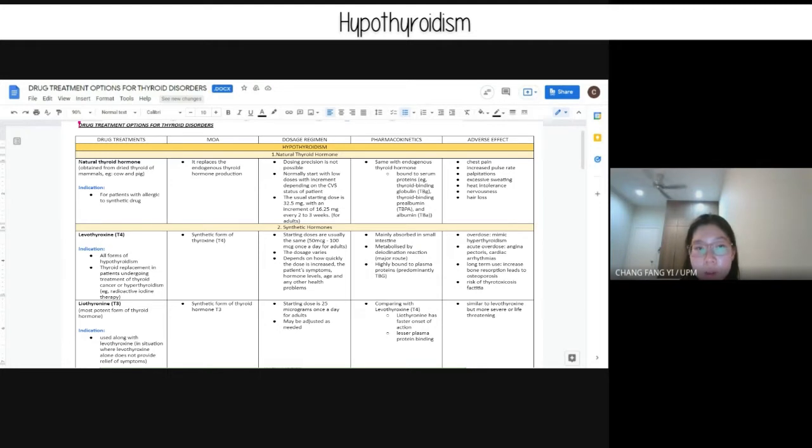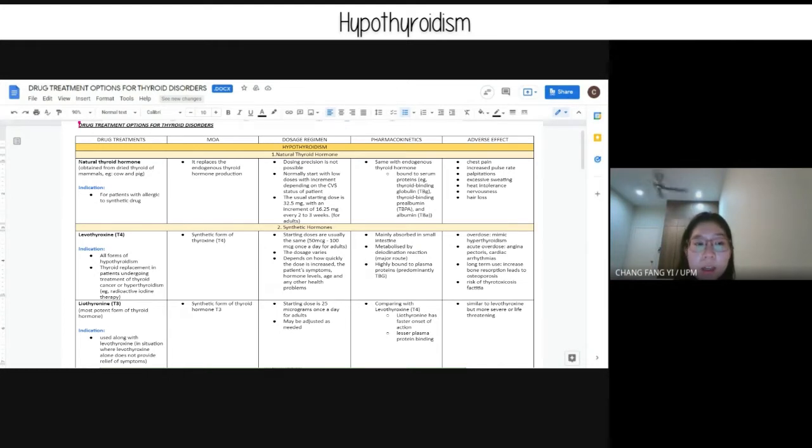And if you have an overdose of levothyroxine, you will get the effects of hyperthyroidism. So for example, excessive sweating, anxiety, increased heart rate, all these symptoms of hyperthyroidism. And if you have an acute overdose of levothyroxine, you are at risk of getting angina pectoris, cardiac arrhythmias, or even cardiac failure. So these are symptoms associated with your cardiovascular system. And if you are using levothyroxine long term, it can increase bone resorption, therefore leading to osteoporosis.